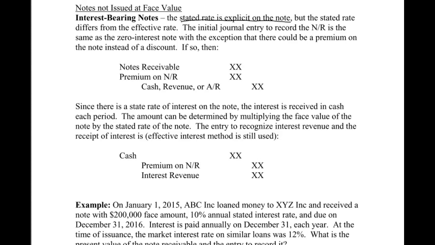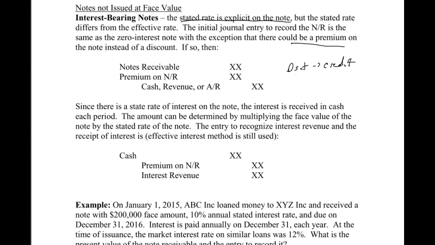So the initial journal entry to record the note receivable is the same as the zero interest bearing note, with the exception that there could be a premium on the note. If so, you would just debit the premium, and a discount would be a credit. So if we had the discount like we did in the previous video, we would have a credit.